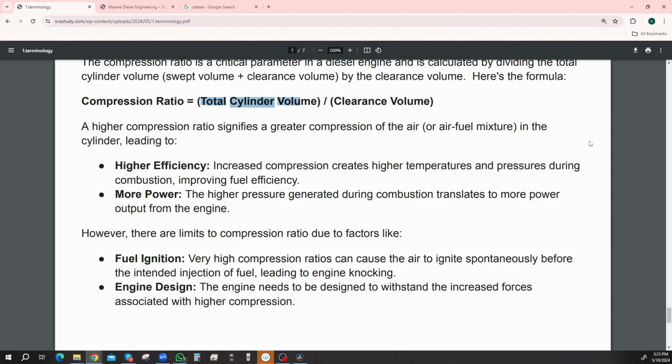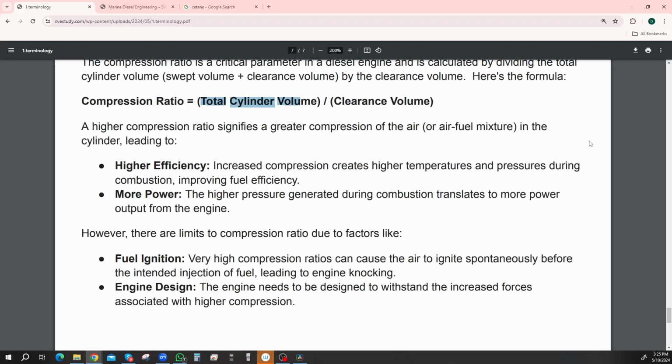Very high compression ratios can cause the air to ignite spontaneously before the intended injection of the fuel, leading to engine knocking. Can cause the air to ignite spontaneously, not the fuel. Before you even inject the fuel, if you compress it too much, I guess there's residue of the fuel oil still in there, so that can burn up. But like, the oxygen just burns? It just spontaneously combusts if you crush air enough?